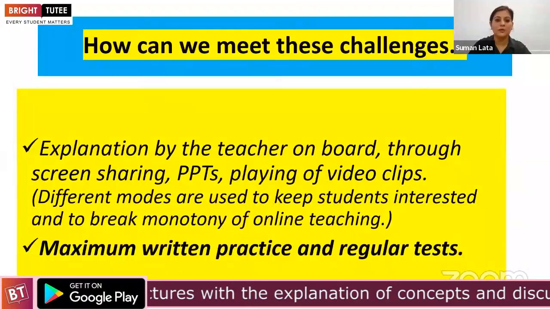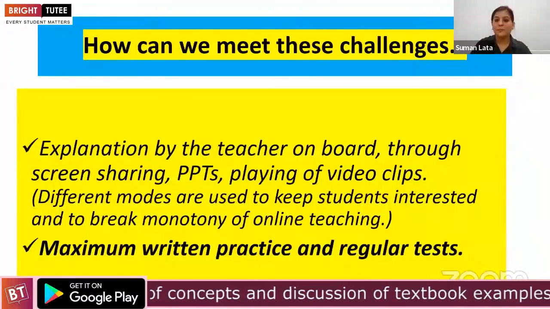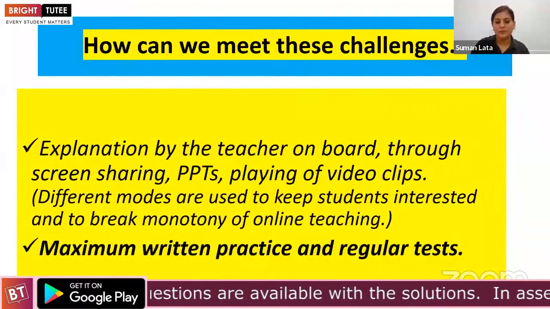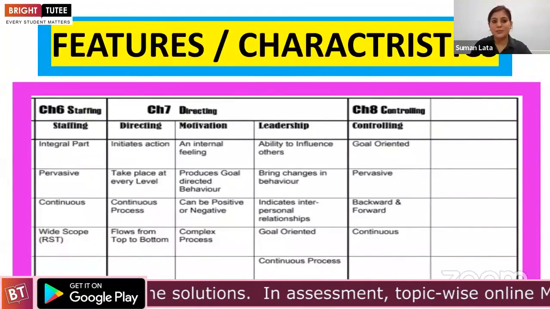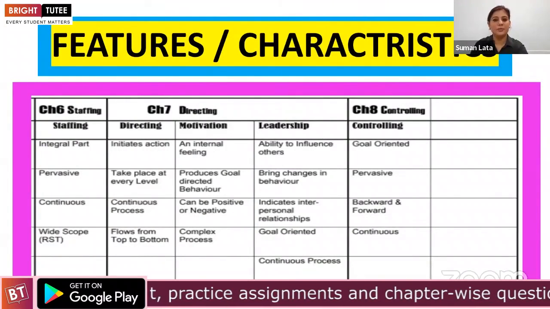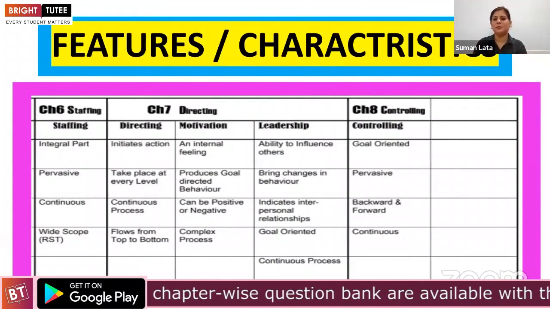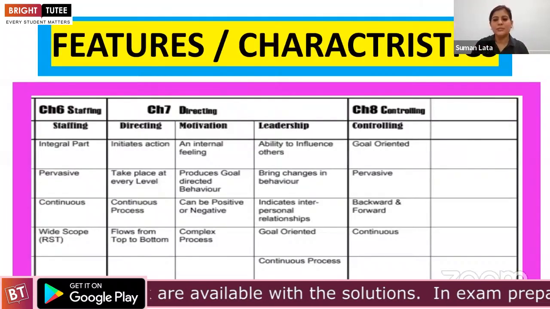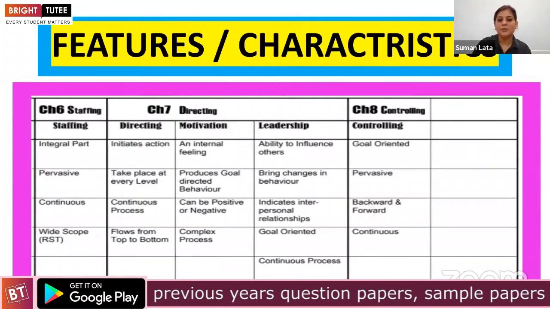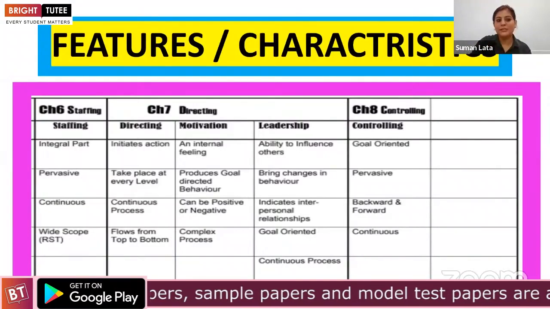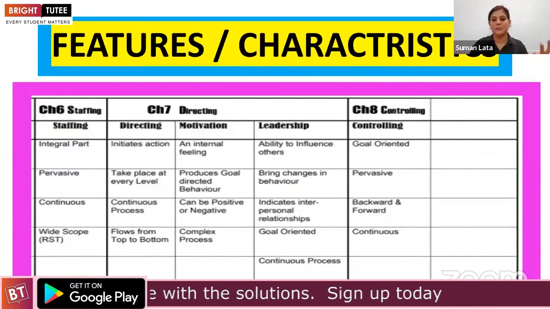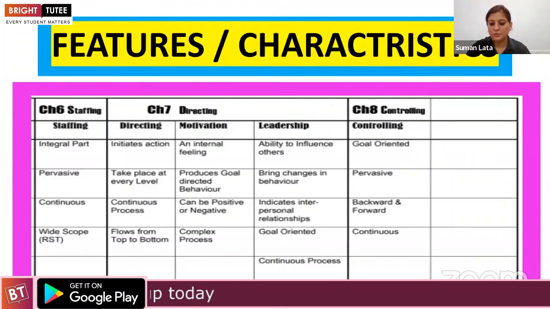How can we explain the topic? How can we make our topic interesting? By providing them PPTs and by showing them video clips, or there are so many ways. These are the features and characteristics which they have to prepare, like in chapter 6, staffing, chapter 7, directing, motivation, leadership, and chapter 8, controlling. Collectively, we can tell them, see, only these features you have to do. This is the page. So these are the important words which we have to add in the answer. When a teacher is checking the answer, if the teacher finds these words, the teacher is going to give full marks. So instead of learning the entire book, entire syllabus, we can provide them with these short, crisp notes.